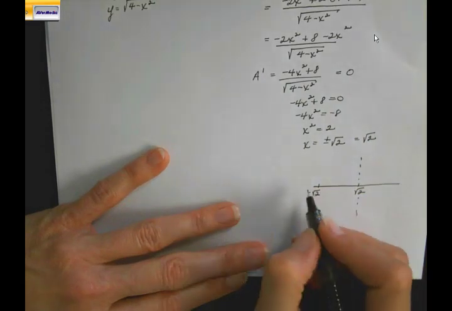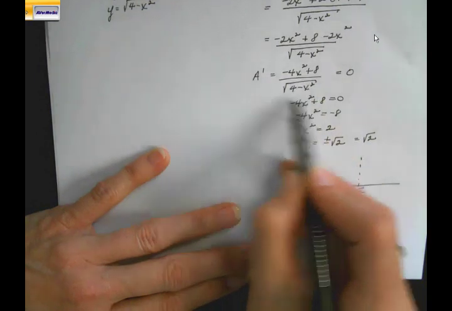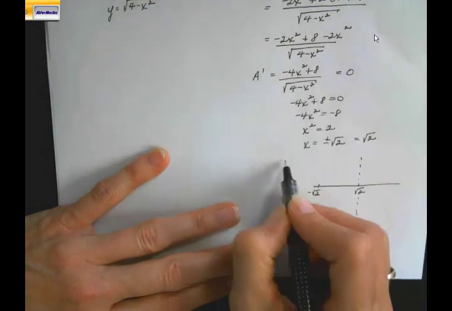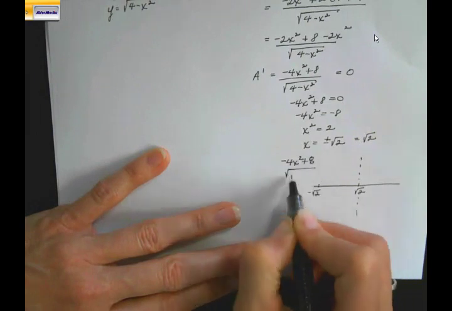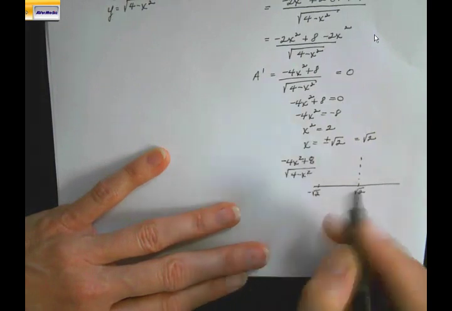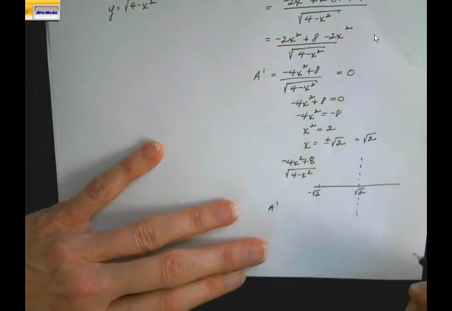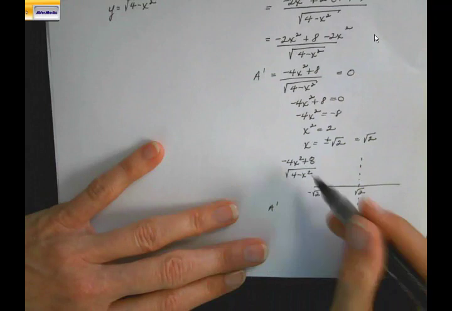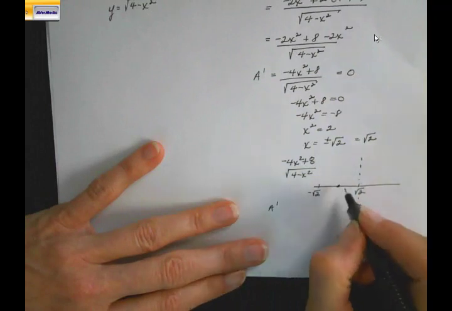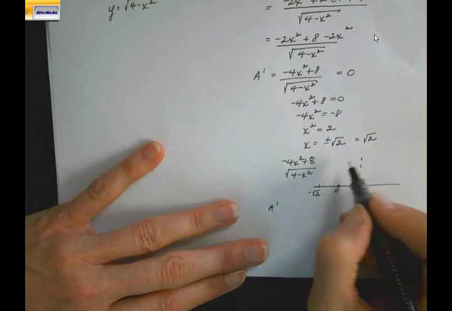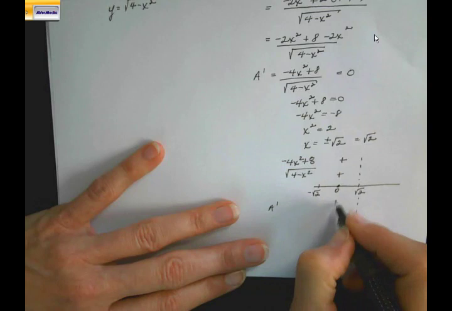So this is what we're setting equal to 0. We have a negative 4x squared plus 8. We have a denominator of 4 minus x squared. So our area is going to be the top over the bottom. Our first derivative is going to be, to get the sign, the top over the bottom. So if I pick a 0 as a test point, this will be positive and this will be positive, and a positive over a positive makes a positive.